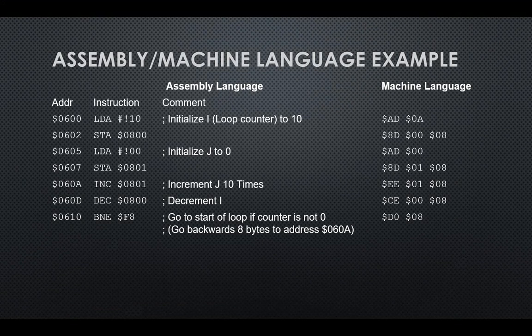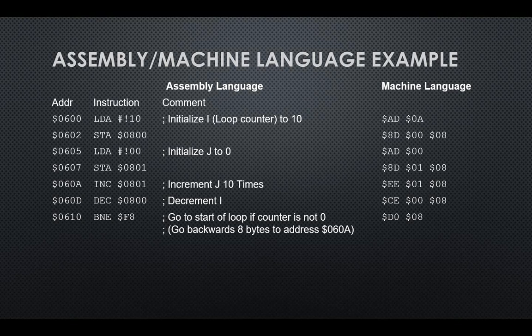We load the accumulator with 0, store it in 0801. We then increment 0801. And then we decrement the memory address 0800. Then we have an interesting one, BNE. That's branch if not equal. And the address F8 means go backwards 8 bytes to the address 060A, which is our increment command.